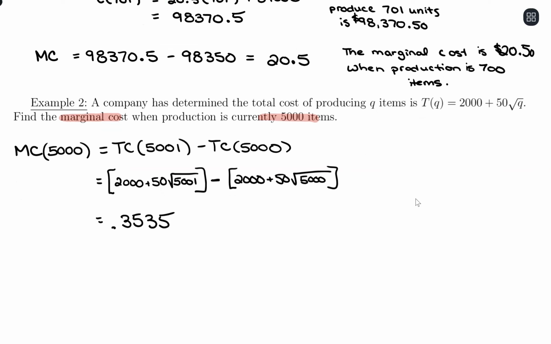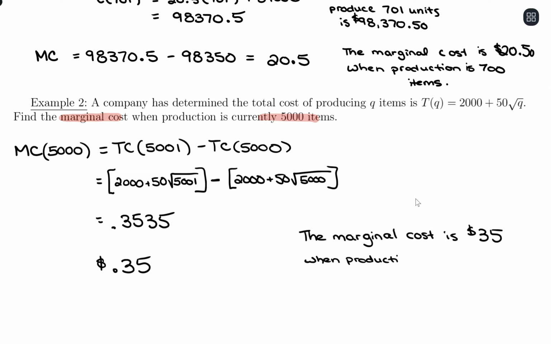However, in the context of this, this is marginal cost, so what we're looking at here is in money. So really this is the equivalent of 35 cents. So making a sentence, we would say the marginal cost is 35 cents when production is 5,000 items. So if they're producing 5,000 items, to produce one extra item would cost them 35 cents.